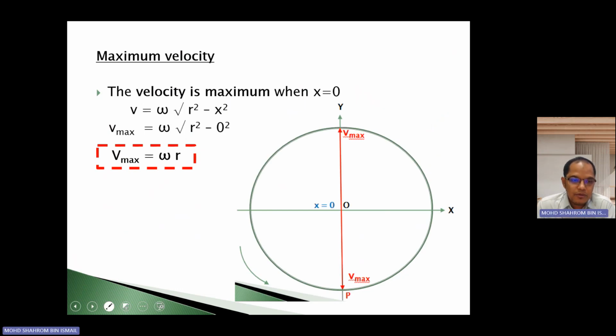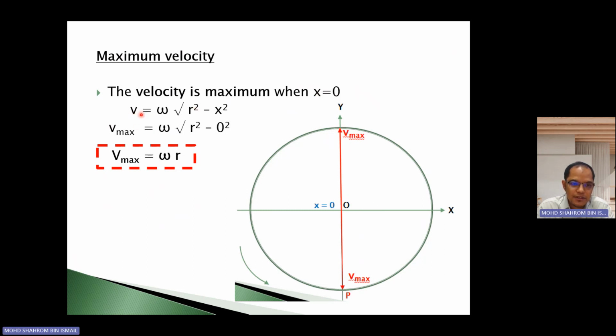Here we're going to find the maximum velocity. The velocity is at its maximum when x is equivalent to 0. This is the velocity, and up to the top is called displacement, and from 0 to here is called velocity. When x is equivalent to 0, you don't have the distance, then you get the maximum velocity.